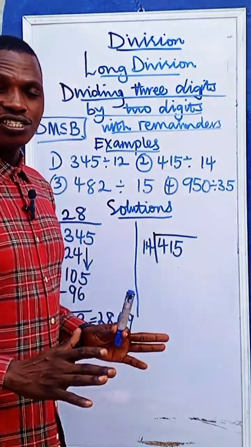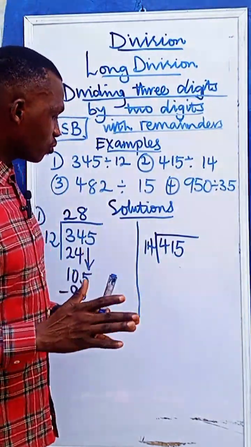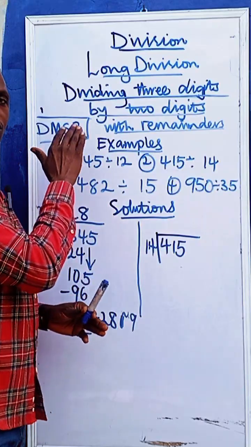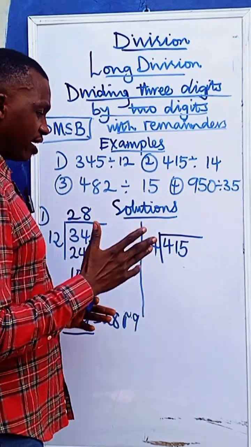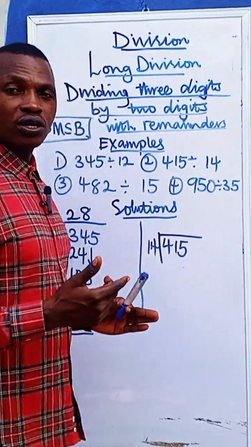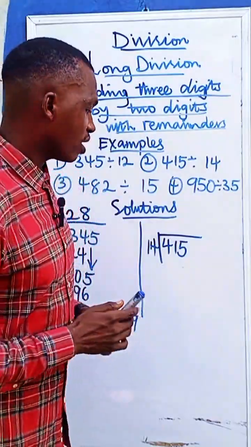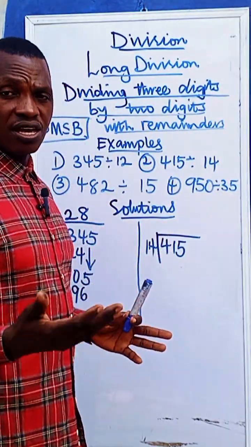All right, so we take it easy peasy. The first thing to do is to follow our DMSB. Now we divide. How many times can 14 go in 41? That is the first thing you need to ask yourself. How many times will 14 go in 41?